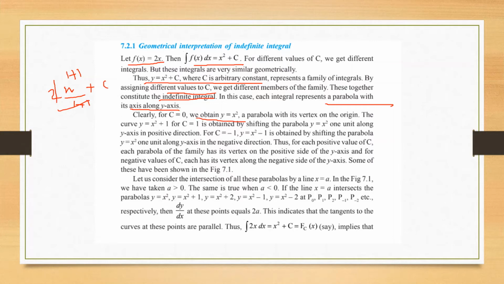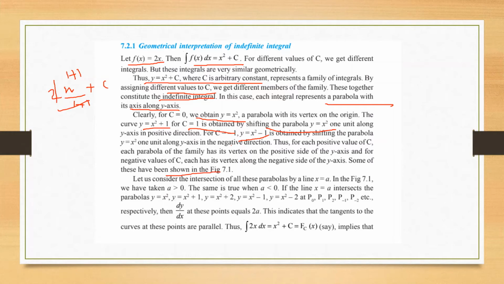Okay, and the curve y equal to x square plus 1 is obtained by shifting the parabola y equal to x square by 1 unit along the y-axis in the positive direction. When you put x as 0, you will get y as 1, so now the vertex will be at (0, 1). Similarly, if it is x square minus 1, in this case the parabola will have vertex where x is 0 and y is minus 1, so it will be (0, minus 1). All these cases are like this.